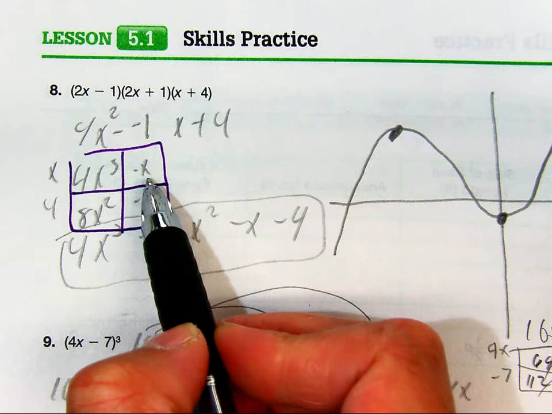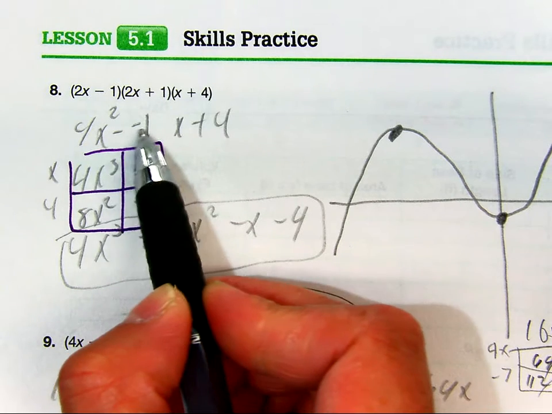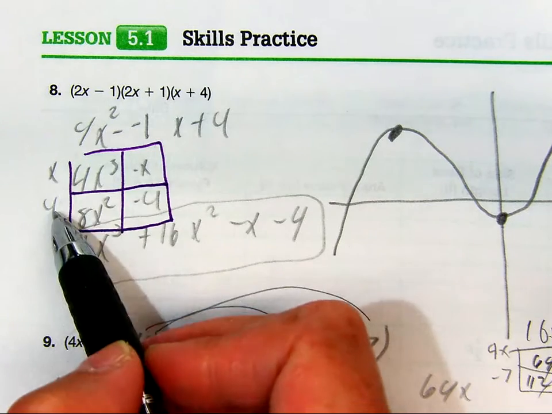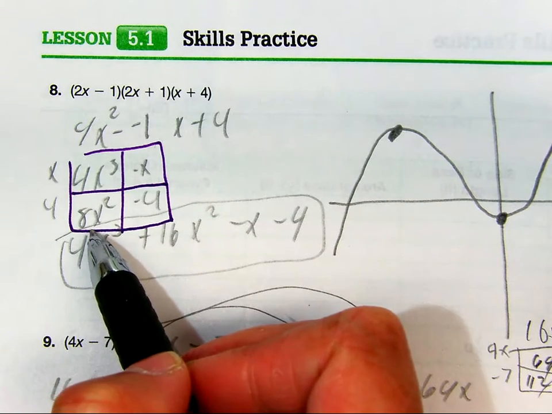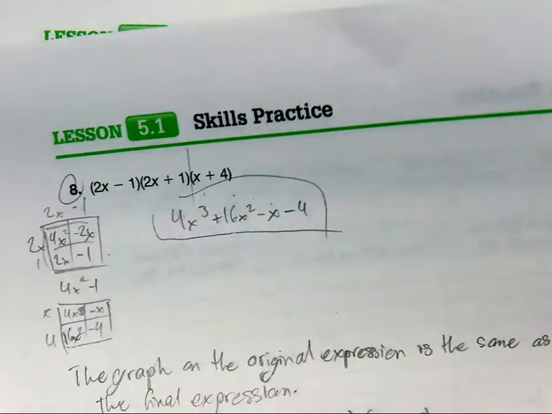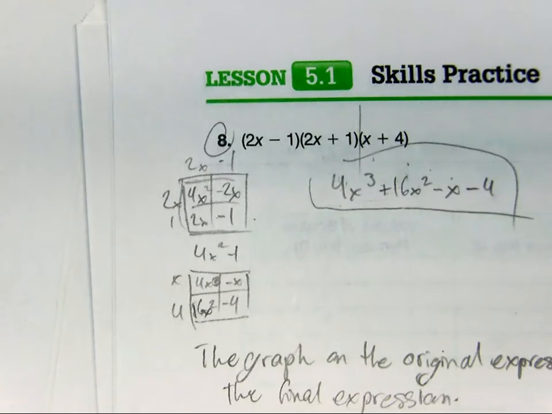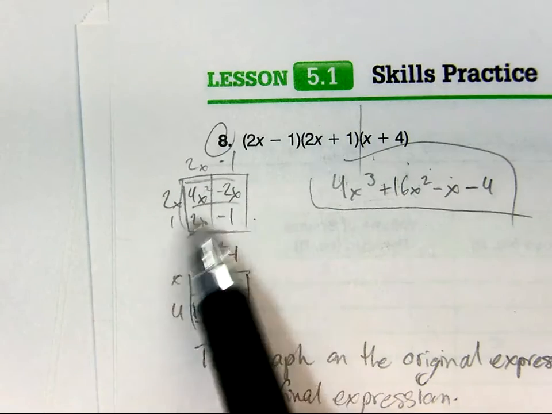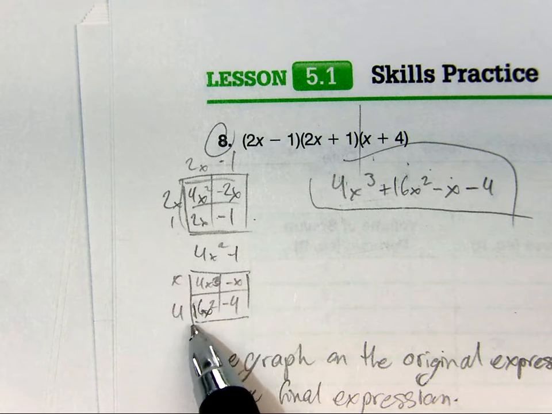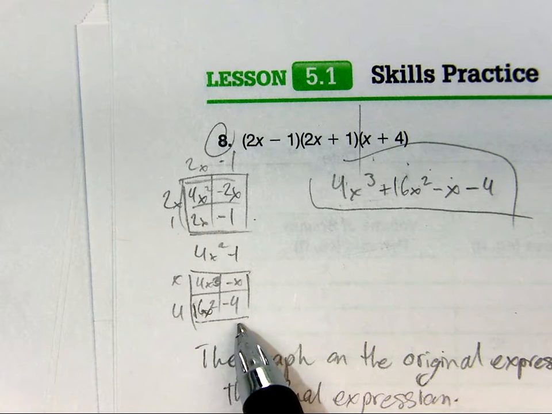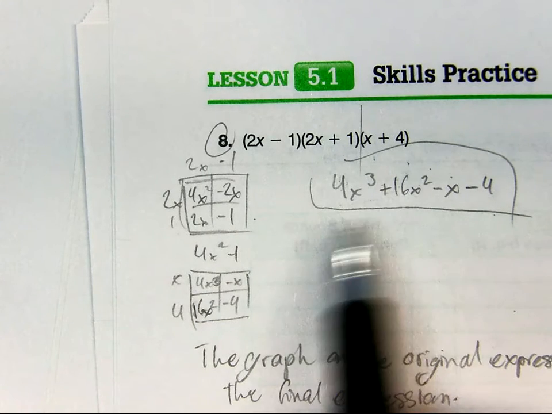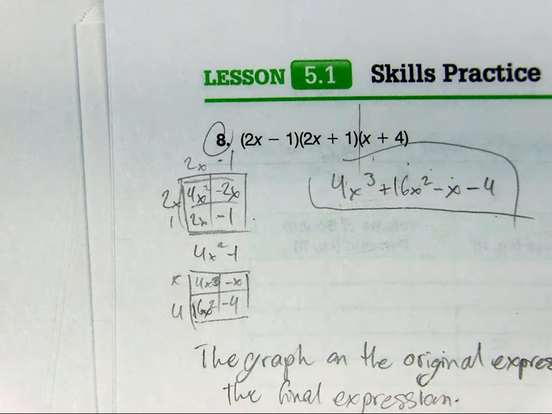4x cubed. What is that? Negative x. Whoa. 4 times 4 is 8? Oh, man. So like this: 4x squared minus 1, 4x cubed, negative x, 16x squared, negative 4. Raise your hand if you got this as your answer. Good job. Let's look at number 15.